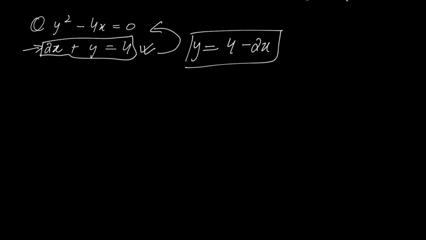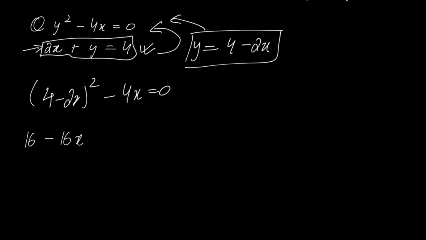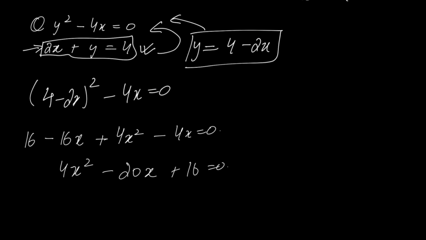Now we have one of our equations, we put it back into that. So (4 minus 2x) whole square minus 4x is equal to 0. Now we'll open this bracket. 16 minus 4 into 2 into 2 will give us 16x, minus 16x, plus 4x square minus 4x is equal to 0. 4x square minus 20x plus 16 is equal to 0. We can take 4 common. x square minus 5x plus 4 is equal to 0, and 4 into 1 should do the job.